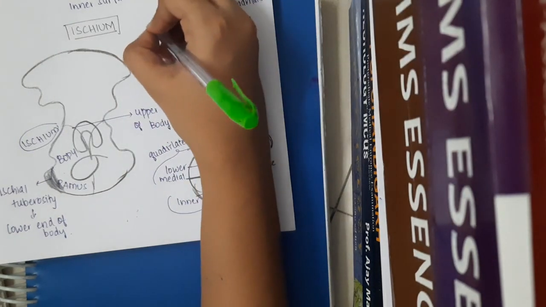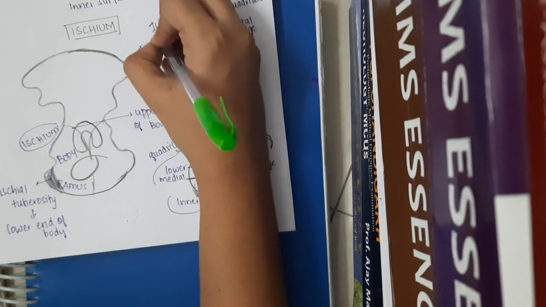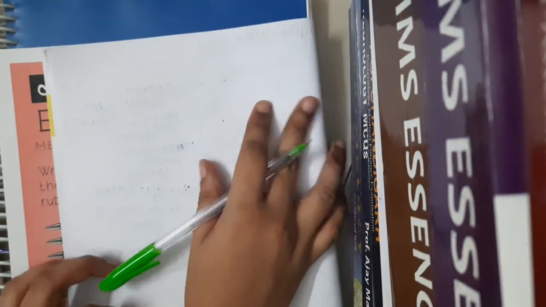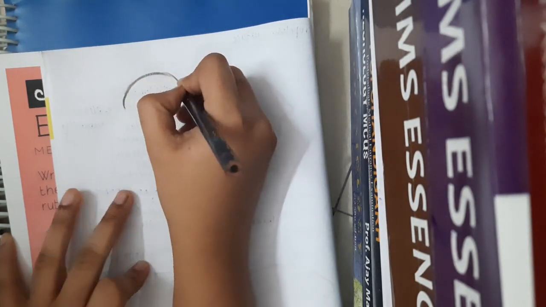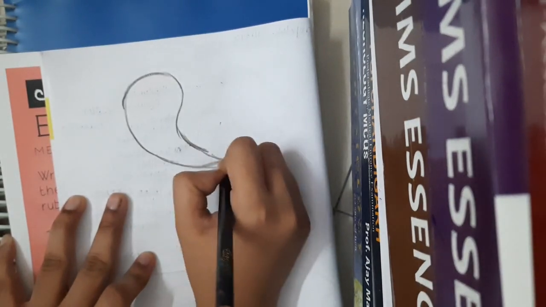Okay, this is about the ischial tuberosity. Now there are muscles attached to these parts also, and we have to learn about them. So just a minute, let me draw it again, a little bigger now, because this is very important. Many questions have been asked on this topic.